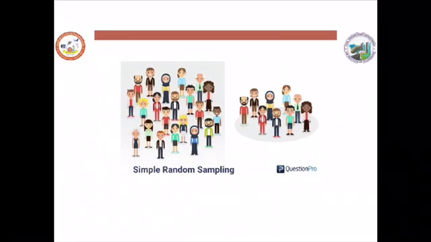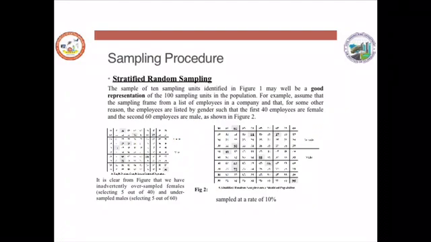The second method we have is stratified random sampling. It is also a random sampling, but here we will follow a stratification. First, we have to divide the entire population into various categories. So now, out of all the 100 population, we have to divide it into male and female. This is just an example we have taken.